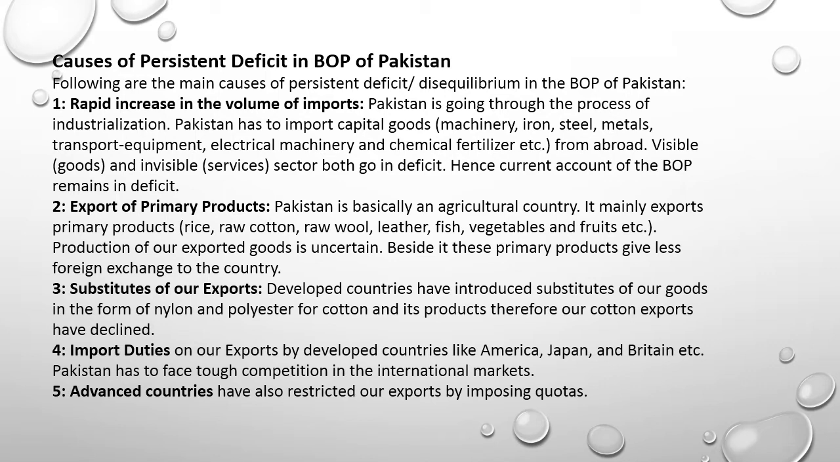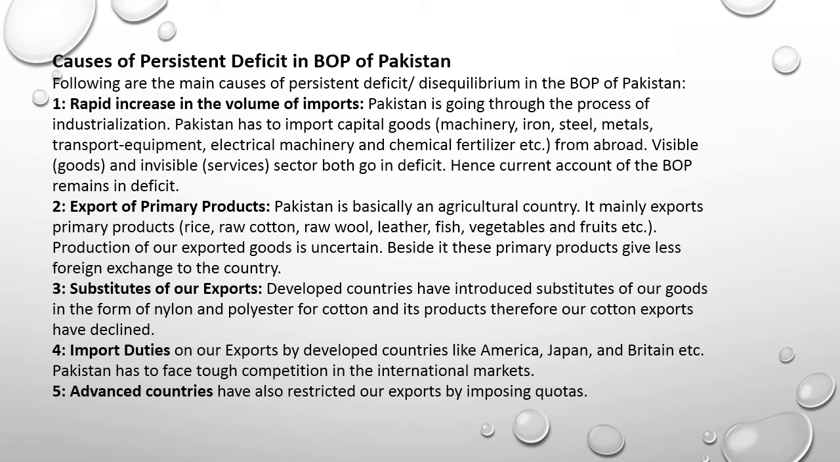The number two is export of primary products. By primary products, we mean those things which are at the initial stage, at the very beginning stage. Agriculture goods are known as primary products, and the countries whose economy is agricultural, agrarian, they are known as primary producers. Pakistan basically is an agricultural country, so therefore it is also a primary producer. It mainly exports primary products, just as rice, raw cotton, raw wool, wheat, leather, fish, vegetables, and fruits, etc.